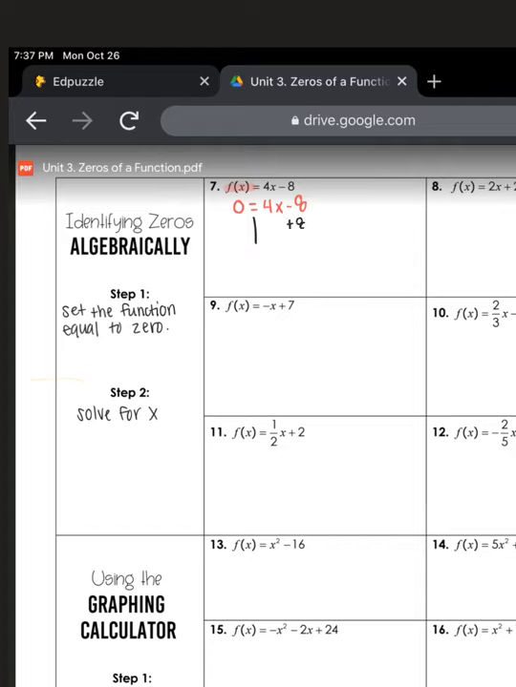We'll add 8 to both sides. I am left with, so 0 plus 8 is 8, equals 4x. Divide by 4. 8 divided by 4 is 2. The 4's cancel, so 2 equals x. We could also write this as x equals 2. So here our 0 is x equals 2.